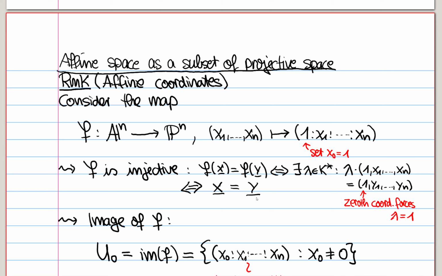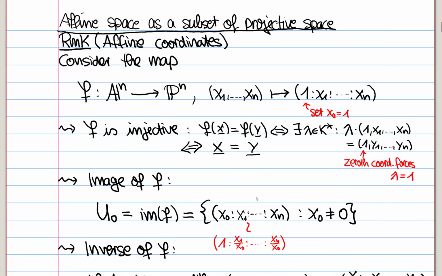You can also describe what the image is. The claim is the image of f is just U0, defined as the locus of points inside projective space such that the first coordinate is non-zero. That's a well-defined condition. This is independent of scaling, because if you have a point where the first coordinate is non-zero, you scale it by some lambda, it's still true that the first coordinate is non-zero. So that's a well-defined subset of projective space P^n.